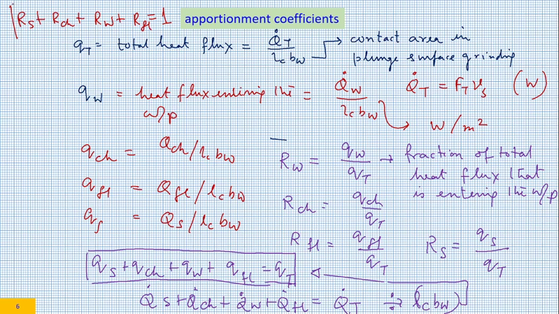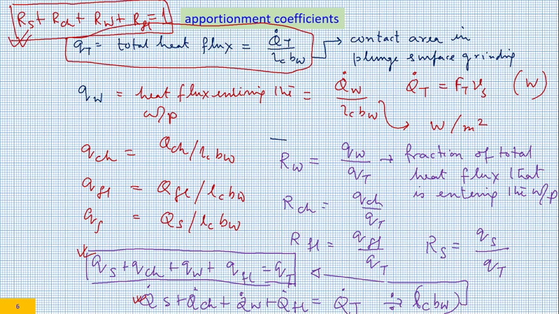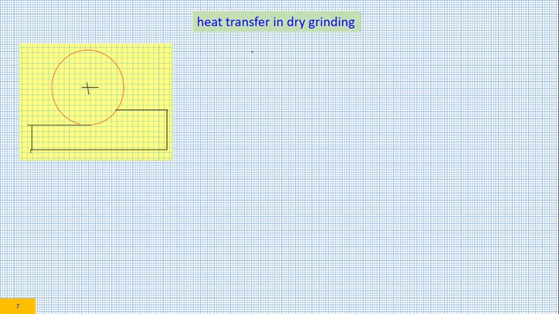So there are a few interesting equations that we have derived. One is this one, other one is this one, and the most important one is this particular one, the estimation of total heat flux. Here this would be equal to FT into VS divided by LC into BW, because QT dot is nothing but FT into VS. Now let us see what is coming. This is heat transfer in dry grinding. So there are different possibilities of dry grinding.